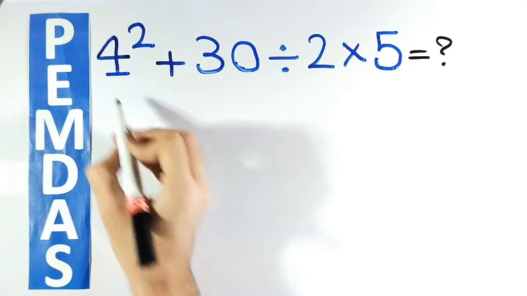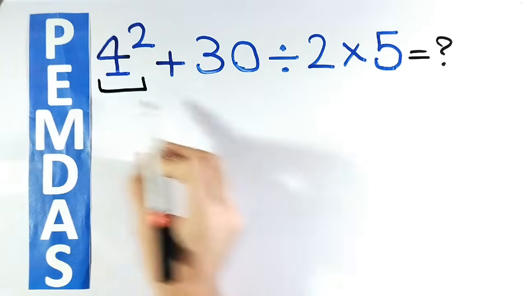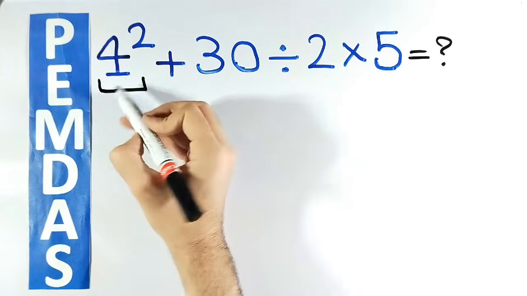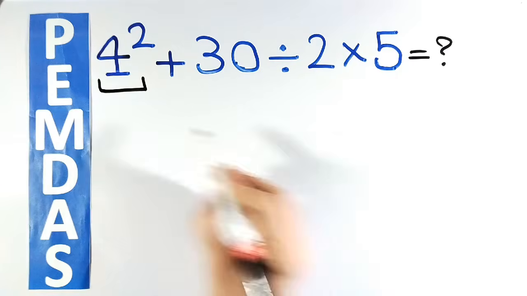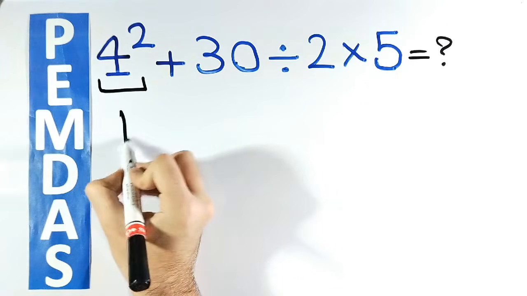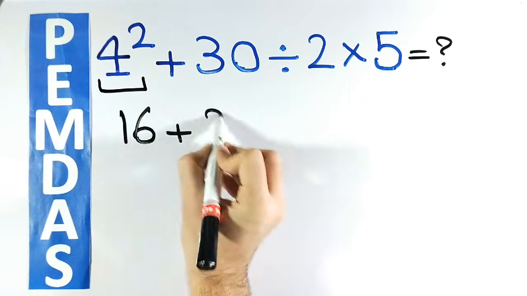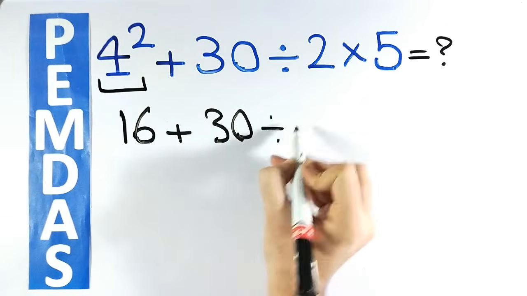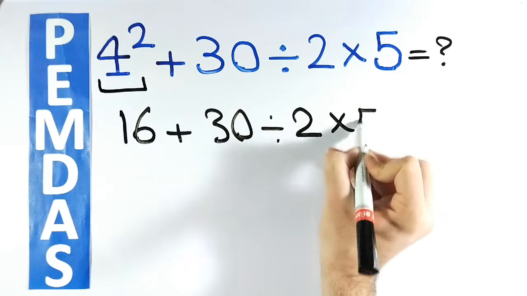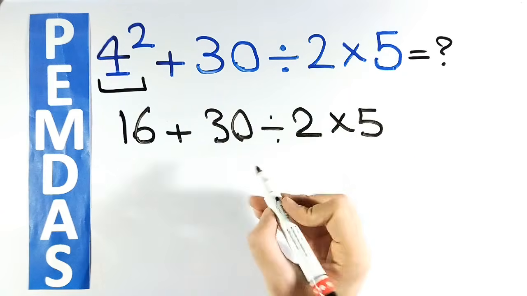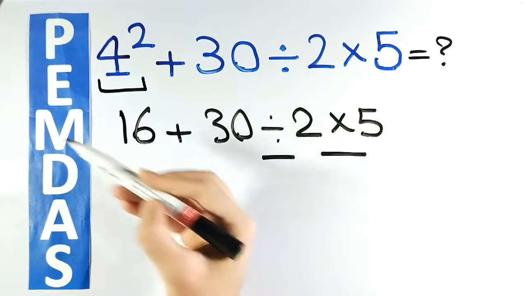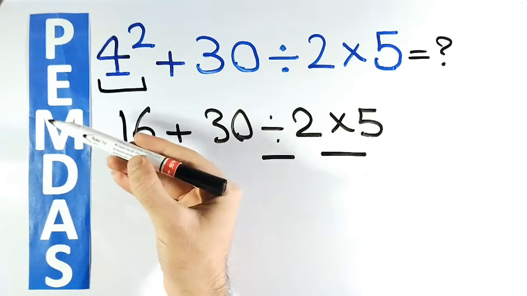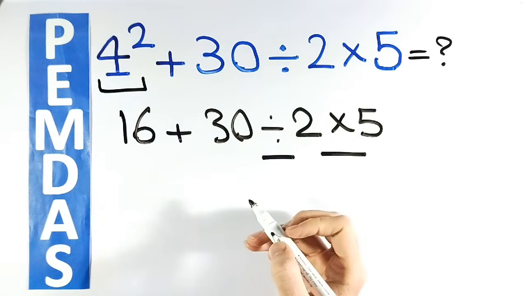According to the PEMDAS rule, first we go for the exponent, because in this expression, exponent has the highest priority than the other operations. So, instead of this expression, we can write 16 plus 30 divided by 2 multiplied by 5. And the next step, we go for the division and multiplication, because in the PEMDAS rule, multiplication and division have a higher priority than addition.